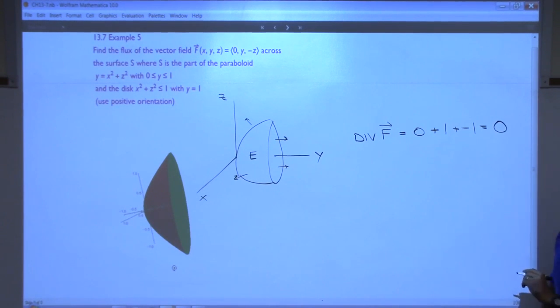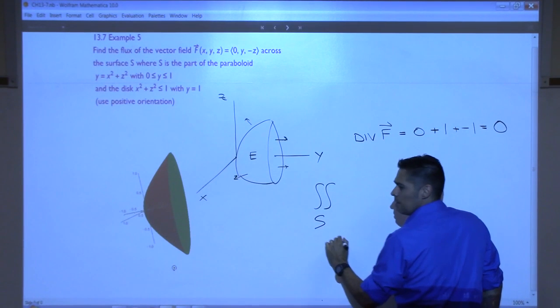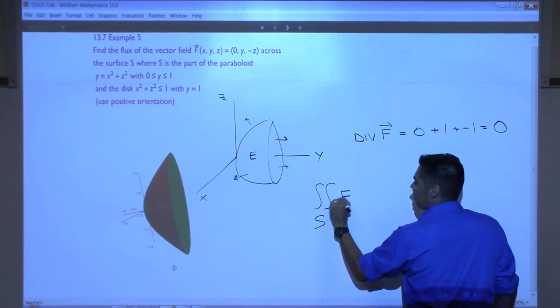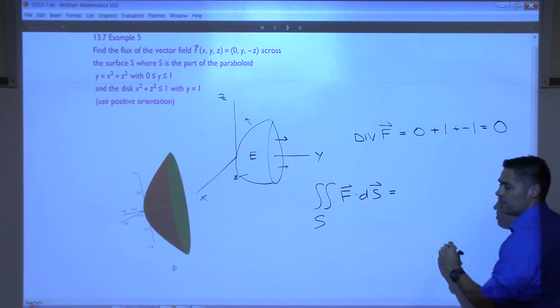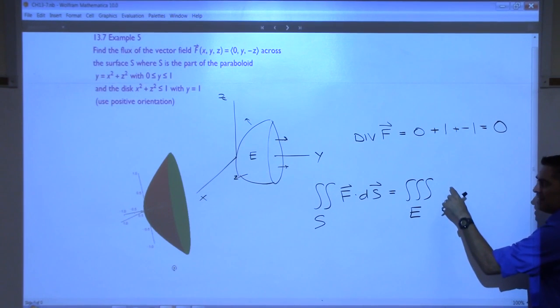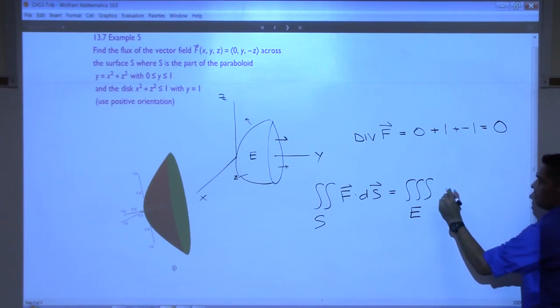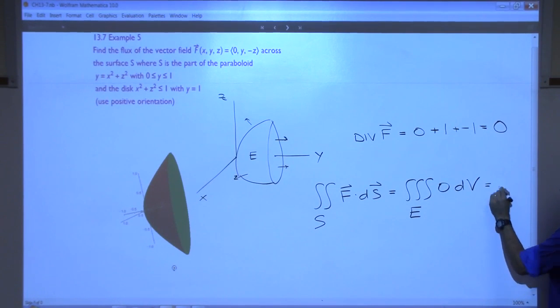Oh my gosh. Okay, so that means that the surface integral, the flux, according to the divergence theorem, is the triple integral over E of the div of F, which is 0 with respect to volume, and that is 0. And that took me 17 minutes last time, and it just took me about, I don't know, a minute. Yes?